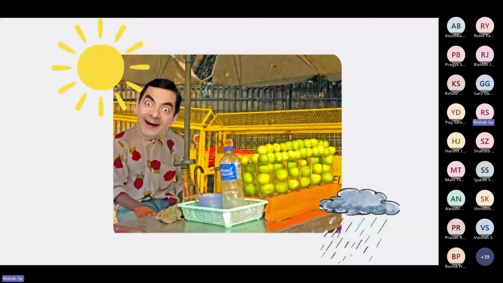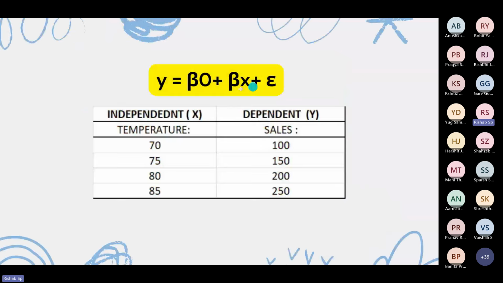Yeah, this might seem so complex, but it's super simple. What is Y? Sales, right? 100, 150, 200, 250. So these we can see this is like a case. This is case 1, this is case 2, this is case 3, this is case 4. Case 1, what is the sales? 100. What is that? Dependent.